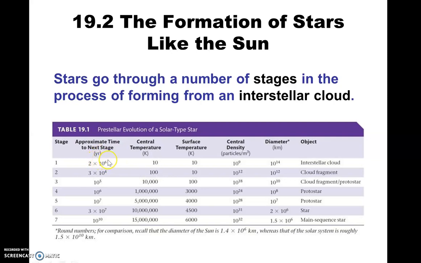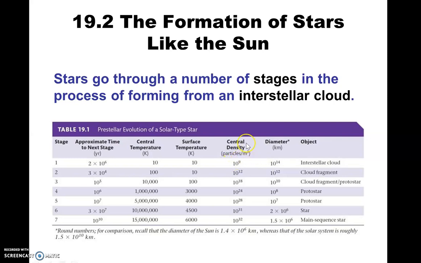And they're also showing us the time. So the first stage, going from interstellar cloud to cloud fragment, takes about 2 million years. That's what this number is right here. Notice the surface temperature of this cloud is very, very cold. We're talking about 10 Kelvin, barely above absolute zero.